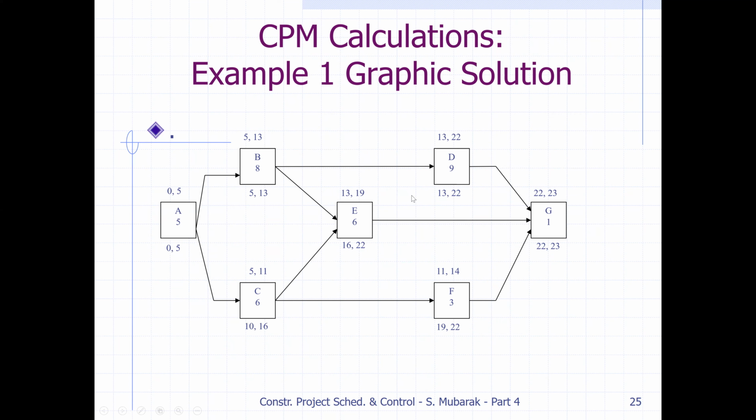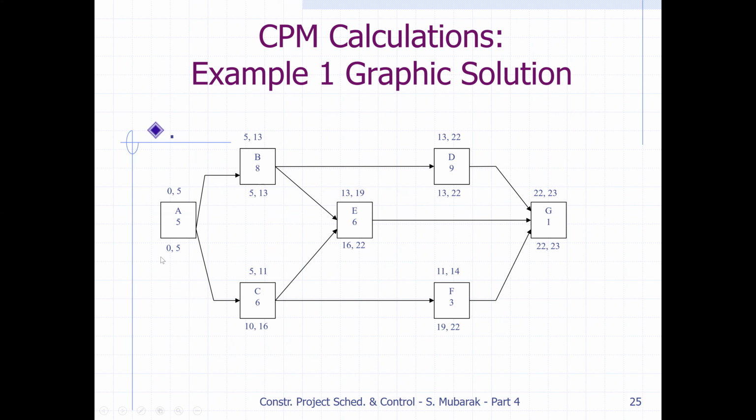Now for B, we have to see the successor activities, D and E, which have late starts of 13 and 16. We take the minimum, so if D has to start late at 13, B must finish at 13. 13 minus 8 is 5. For C, the 2 successor activities are E and F. One late start is 16, another is 19. We take the minimum, 16 comes here, minus 6 is 10. Then from 5 and 10 we take 5. 5 minus 5 is 0.